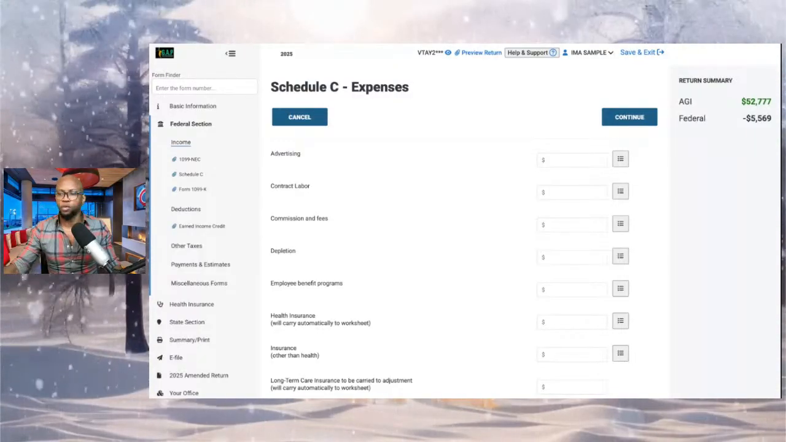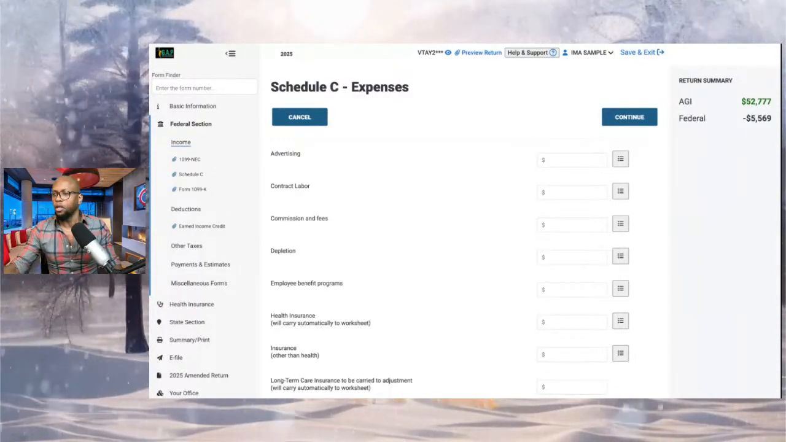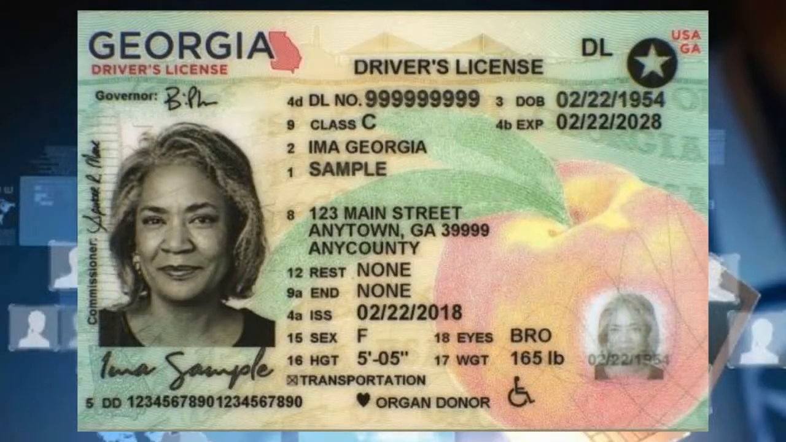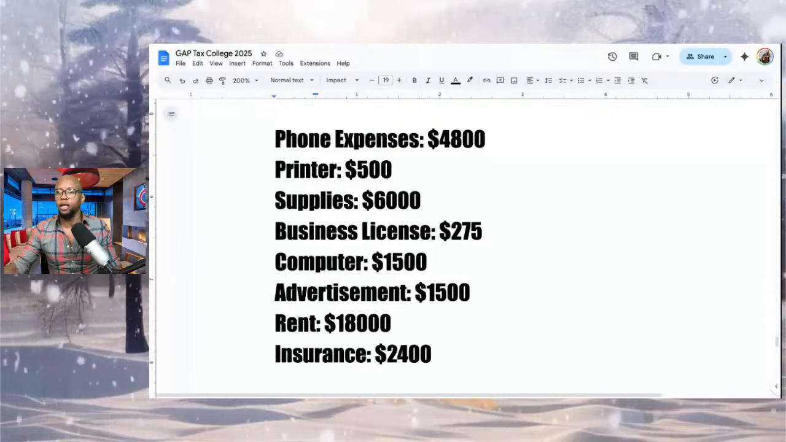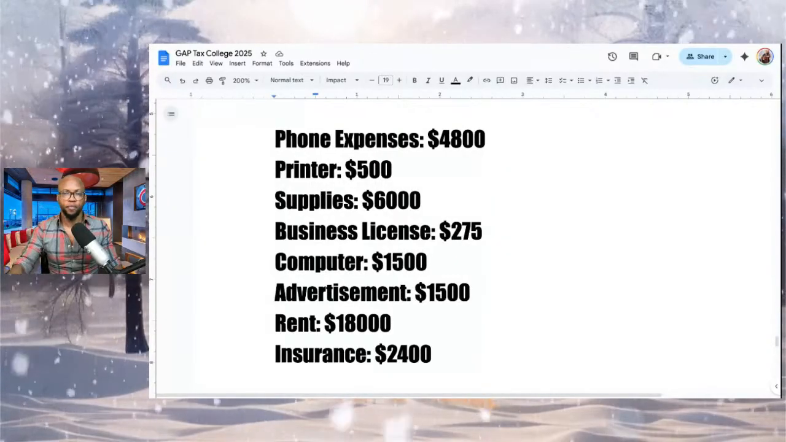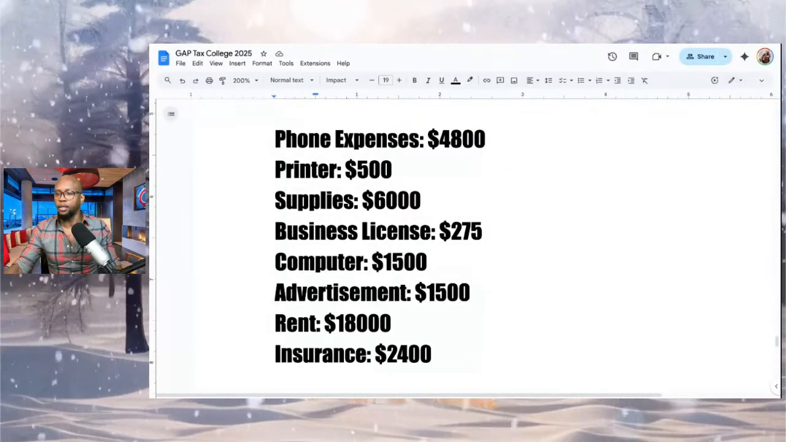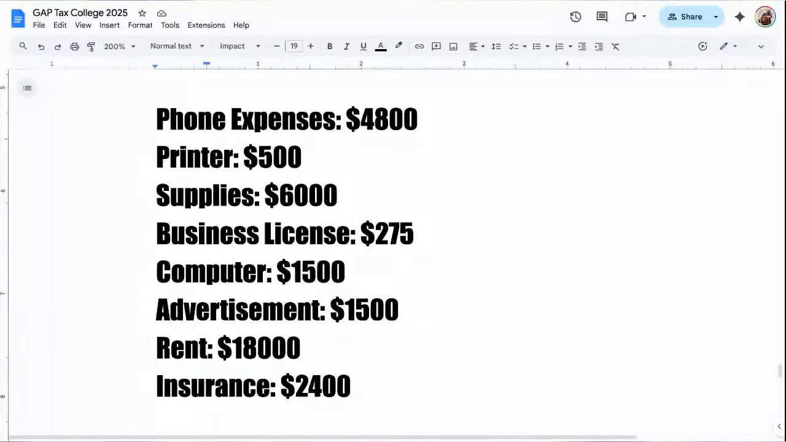But I want to show y'all something real quick. So all of the expenses that I list are not categorized. Some of them are, some of them aren't. They're not all categorized. So here's what I'd like to do. I'd like for us to go ahead and start entering these. But I'm going to go ahead and be a little forthright. I'm going to show you guys something. So notice that phone expenses is listed here, printer, and it also says supplies.